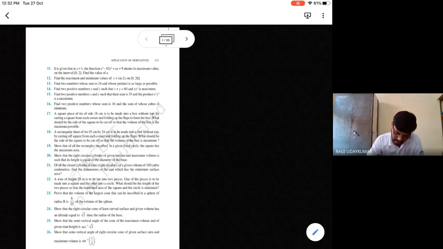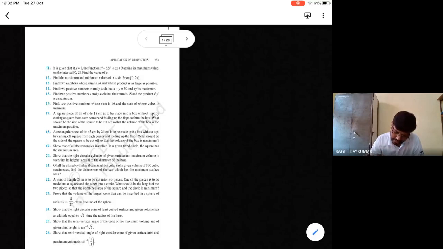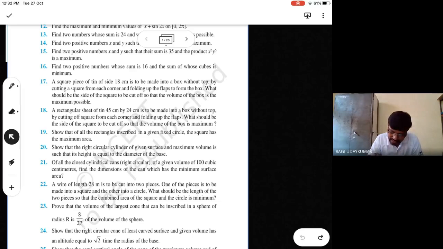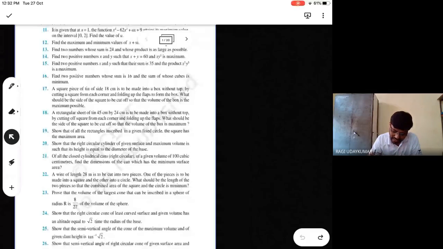So read the question 20. Show that the right circular cylinder of the given surface area and maximum volume is such that the height is equal to the diameter of the base. In all these problems, you will see they are a little bit similar. So the surface area is given.